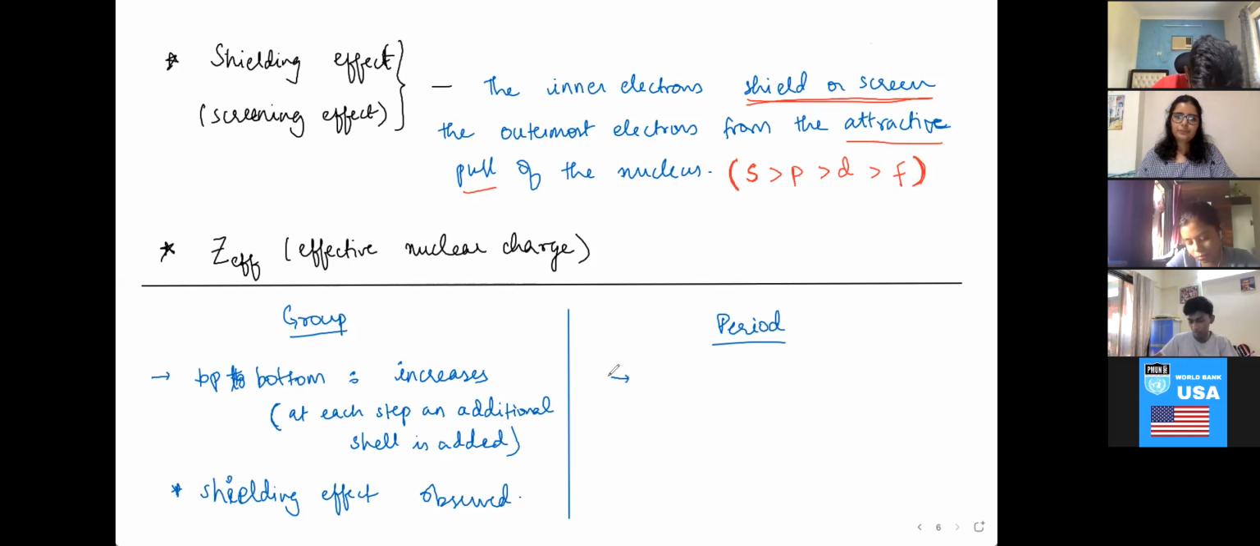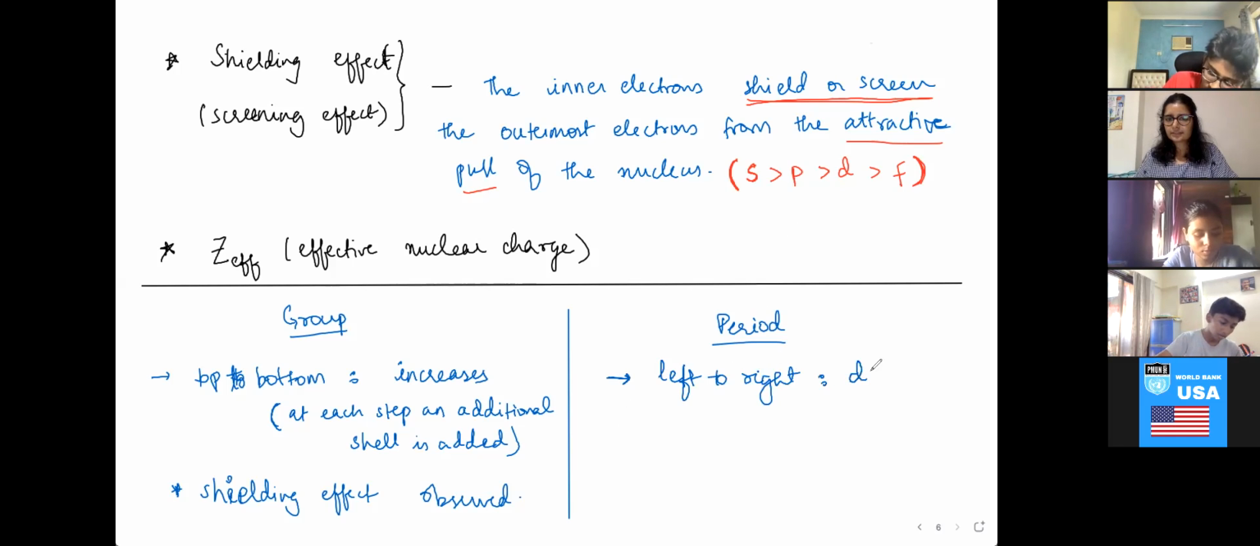Okay, now coming to period. So left to right, what happens to the atomic radius? Decreases. Absolutely. So left to right, decreases. Reason?